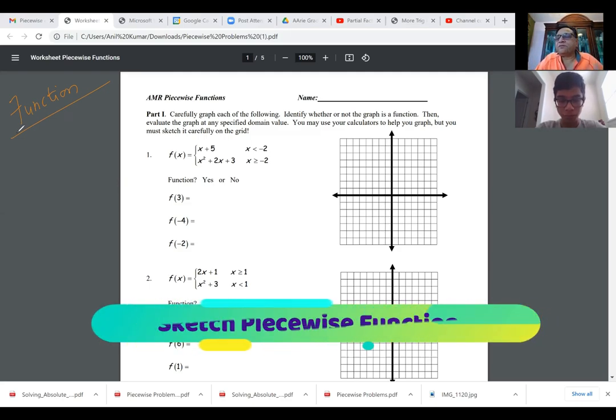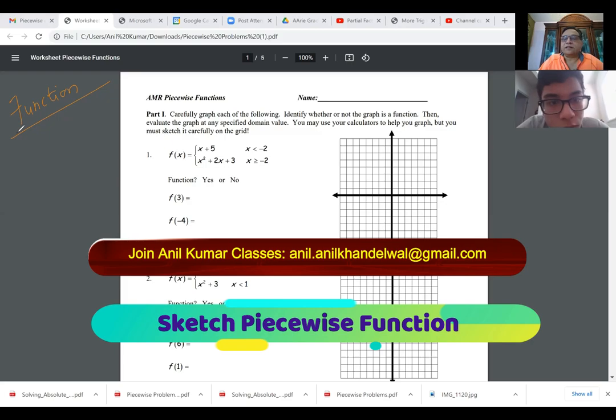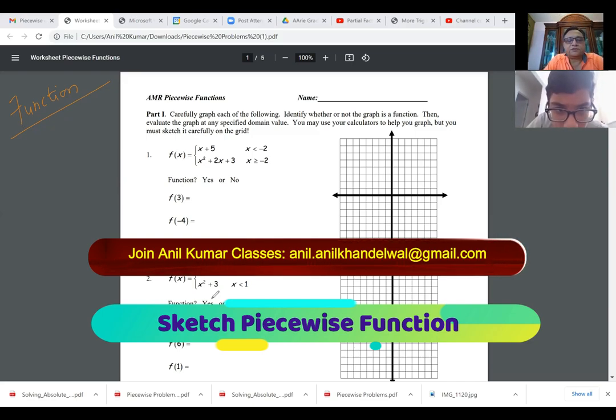We have a split domain from x equals 1. On one side, it is linear, which is on the right hand side this time, and on the other side, it is quadratic, which is on the left hand side. So definitely, it is a function. Now let's sketch it. Let's find the values first.